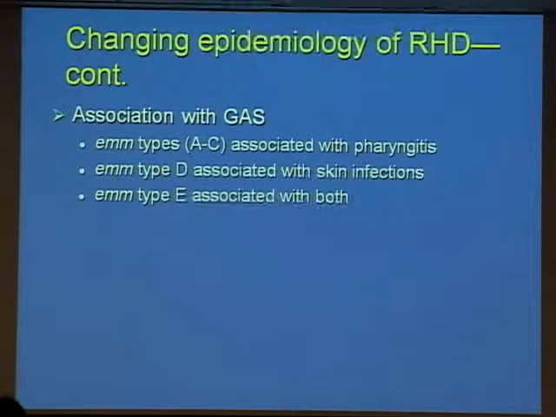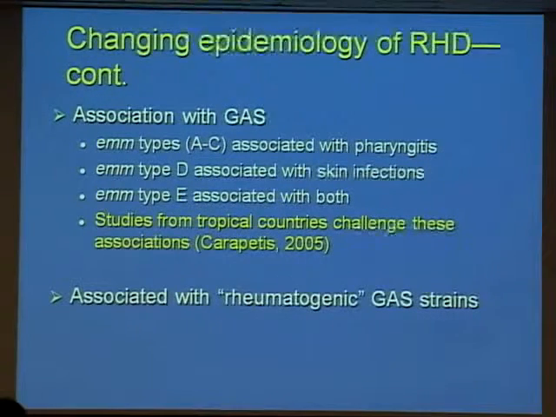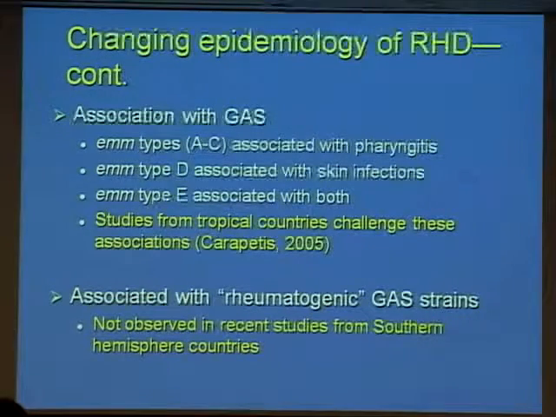And so traditionally, again, there's been this association with certain genotypes, with certain manifestations, such as pharyngitis, skin infections, or both. But this is actually being challenged by studies coming from Australia by a group, a pediatrician group, where they have shown no association of any genotypes with clinical outcomes. And in the past, people used to talk about rheumatogenic strains. But in the southern hemisphere countries, there's no association with any specific emm types. So the epidemiology of this appears to be really changing.